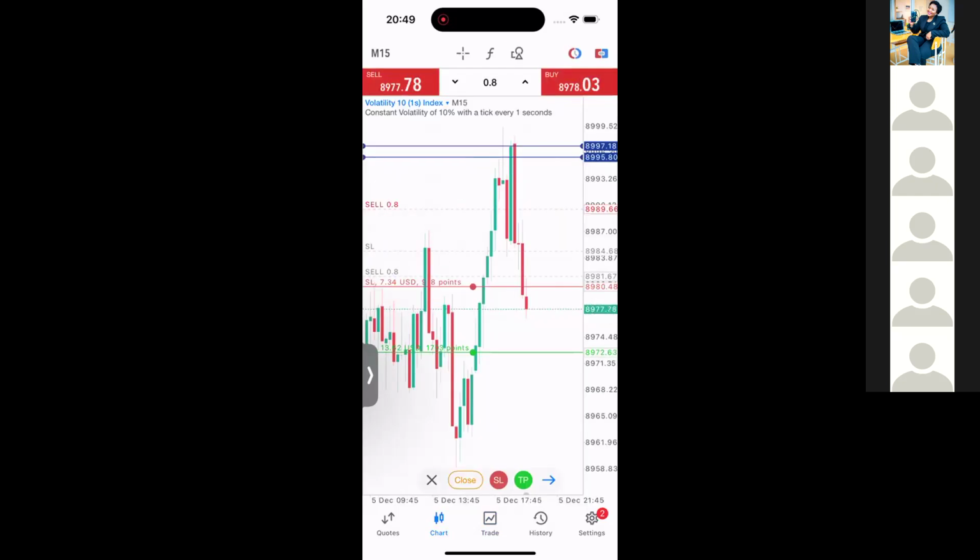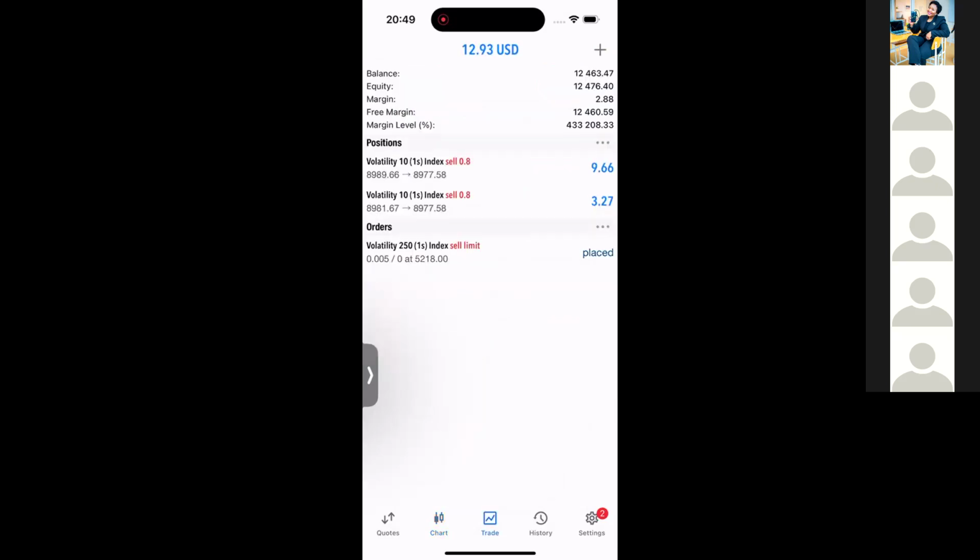So now let's talk about the partial. For the partial, I said you have to know the lowest lot size of the particular pair you are trading, because it means you want to close half of the particular trade. Now, for this particular V101S, the lowest lot size is 0.05. And please don't forget we use 0.8. Can you see we have V101S index sell is 0.8? That's the lot size. So we are using 0.8 as the lot size of this particular trade, but the lowest is 0.05.